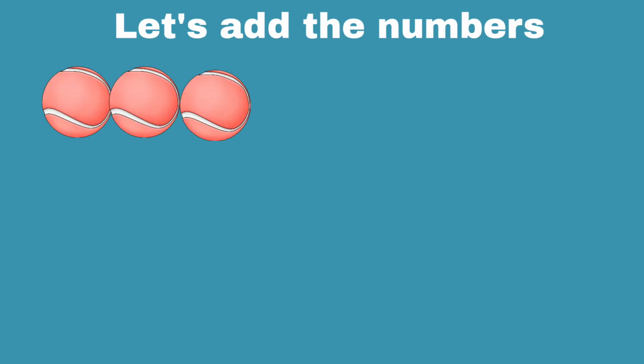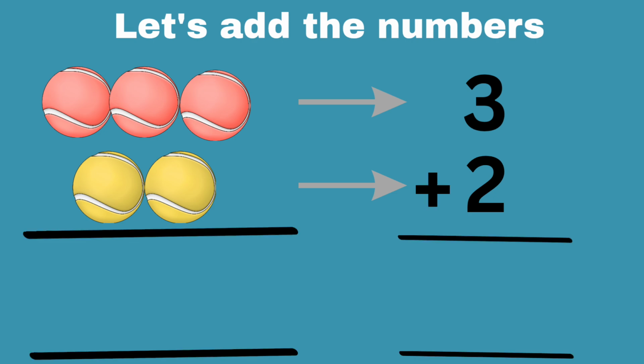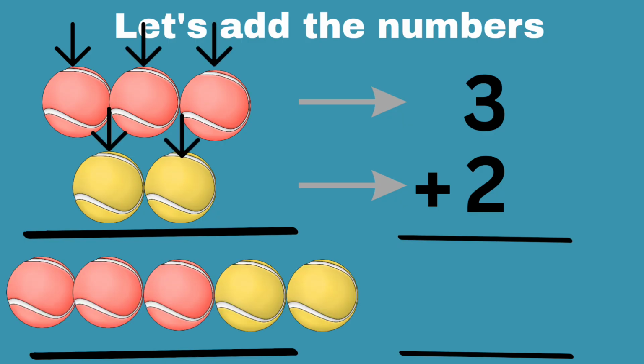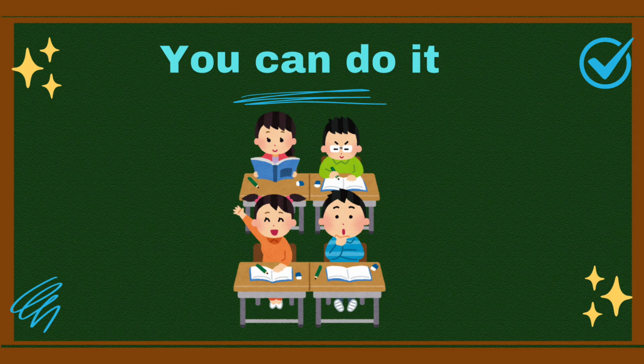Here we have 3 red balls. So we will write number 3 on the top. We have 2 yellow balls. So we write number 2 under it. Now we will add them. Let's count together. 1, 2, 3, 4, 5. So 3 plus 2 equals 5. That's how we do vertical addition. We have learned the single digit vertical addition. Now let's do the revision of it.